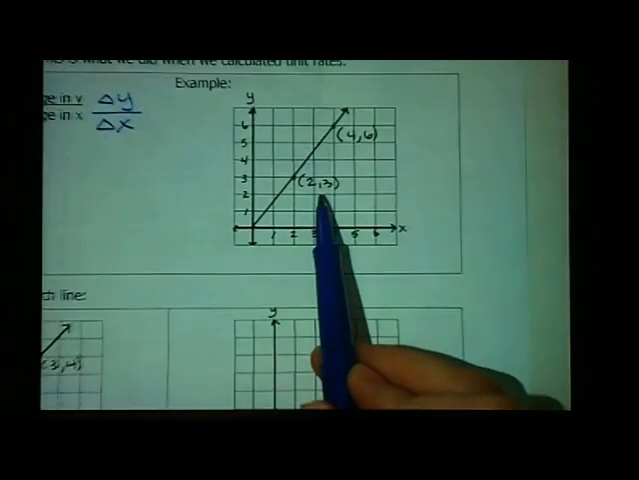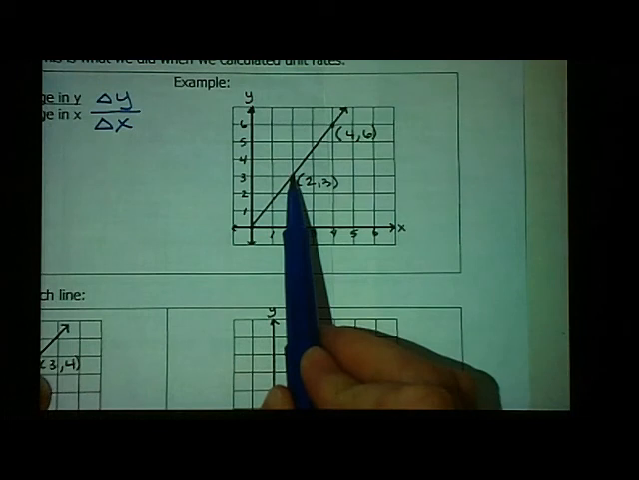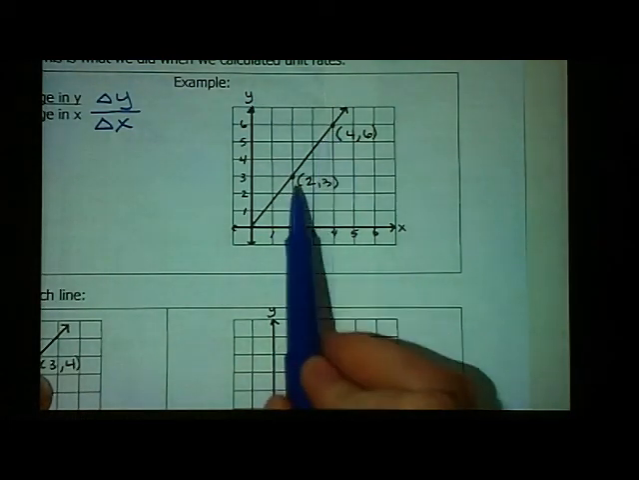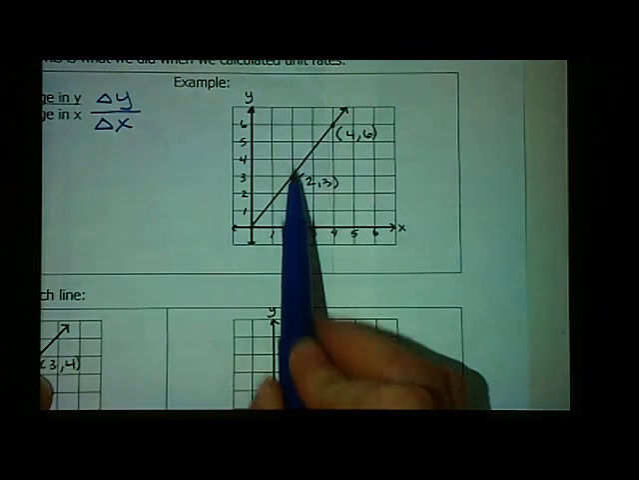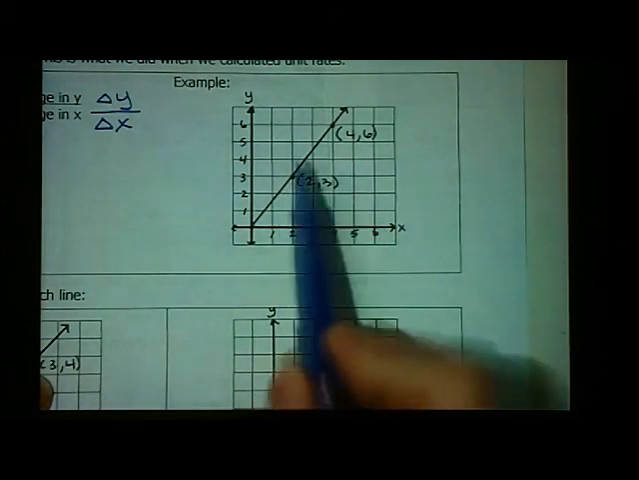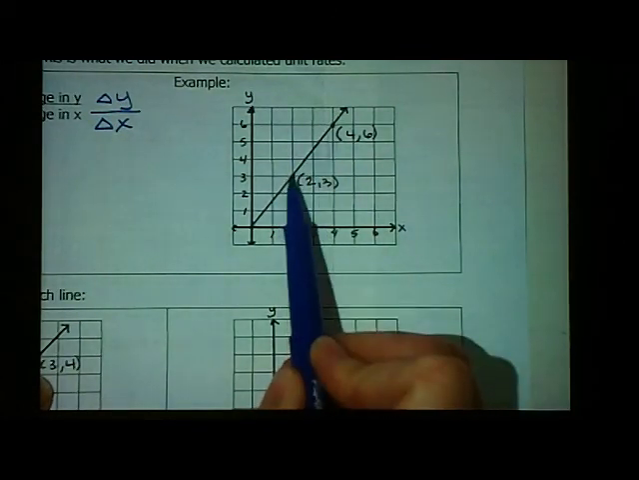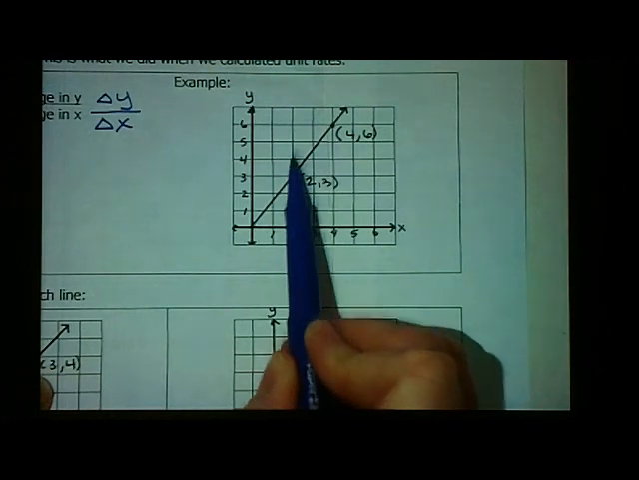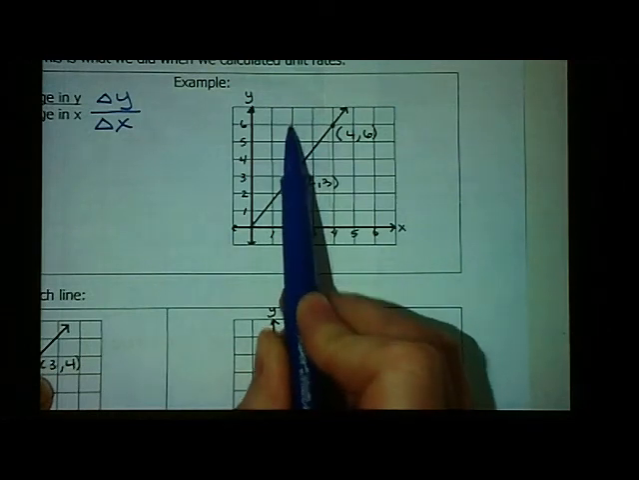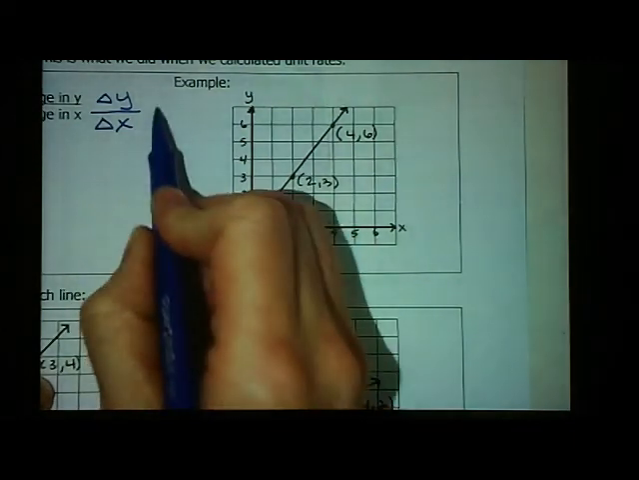A couple ways you could look at this. We could say, okay, how far would I have to travel to get from this point to this point? You could count your vertical change, or your up and down, to get from here to here. I first would have to go up 1, 2, 3. So my change in y is 3.